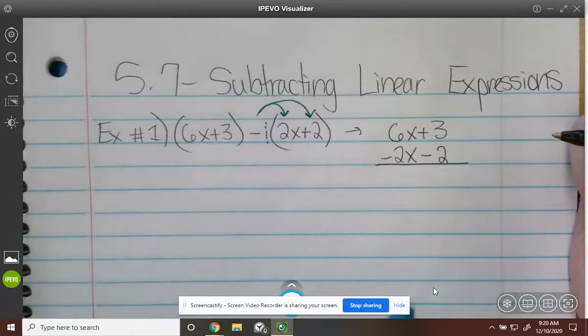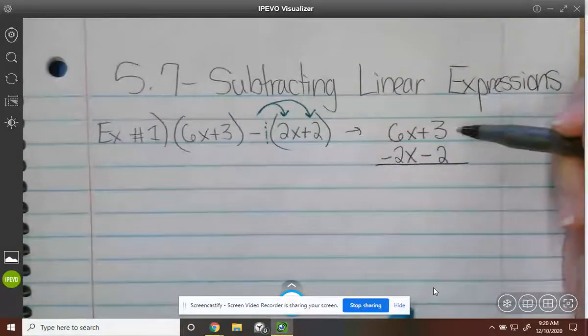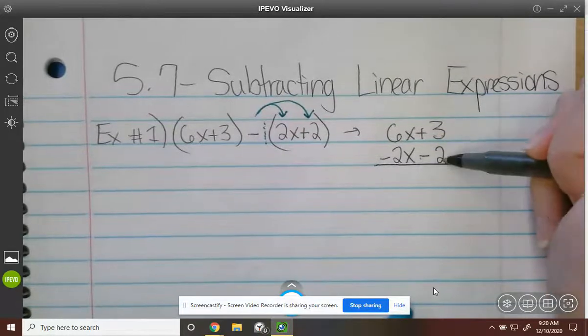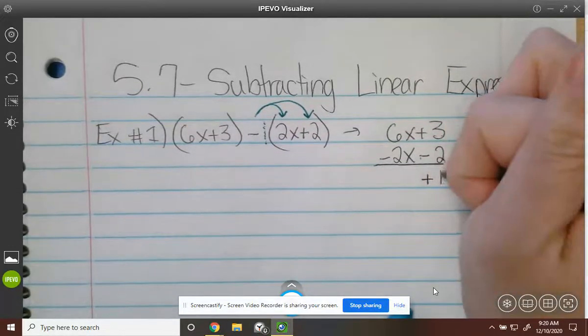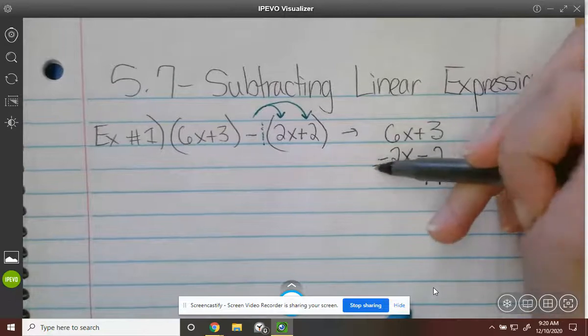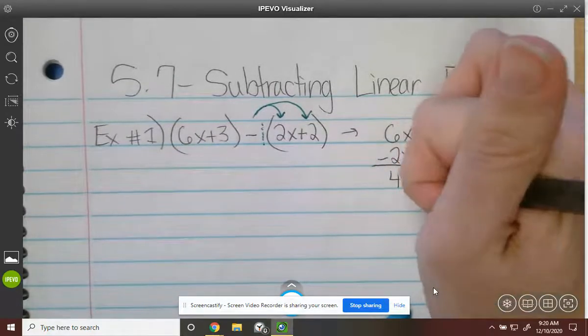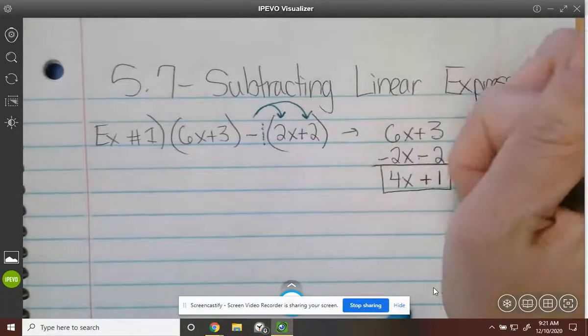Okay, after that, it's the same thing. We just follow our sign. So this tells me to do 3 minus 2, which is a positive 1. This tells me to do 6 minus 2, which is 4x. And that's my answer.